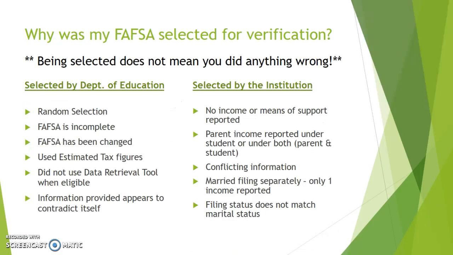You may be wondering why you were selected for verification. Please be assured you did nothing wrong. There are two ways to be selected for verification. The first is selection by the Department of Education, and the second is selection by the institution. Here are some of the reasons why the Department of Ed may have selected your FAFSA, and here are some of the reasons why the institution may have selected your FAFSA. Remember, 30% of all FAFSA filed will go through the verification process.